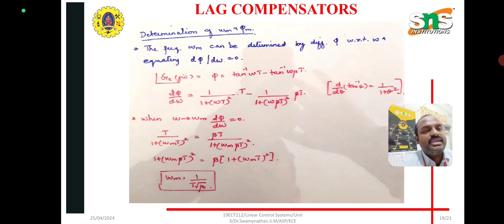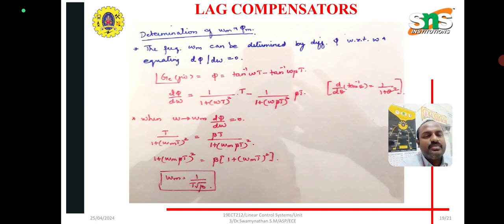The frequency omega m is determined by differentiating phi with respect to omega and equating to 0, so d phi by d omega is equal to 0. Phi is tan inverse omega T minus tan inverse omega beta T. Again we differentiate the tan inverse terms. The formula is d by d theta of tan inverse theta equals 1 by 1 plus theta squared. Instead of theta it is omega T, so 1 divided by 1 plus (omega T) the whole squared into T, and 1 by 1 plus (omega beta T) the whole squared into beta T.